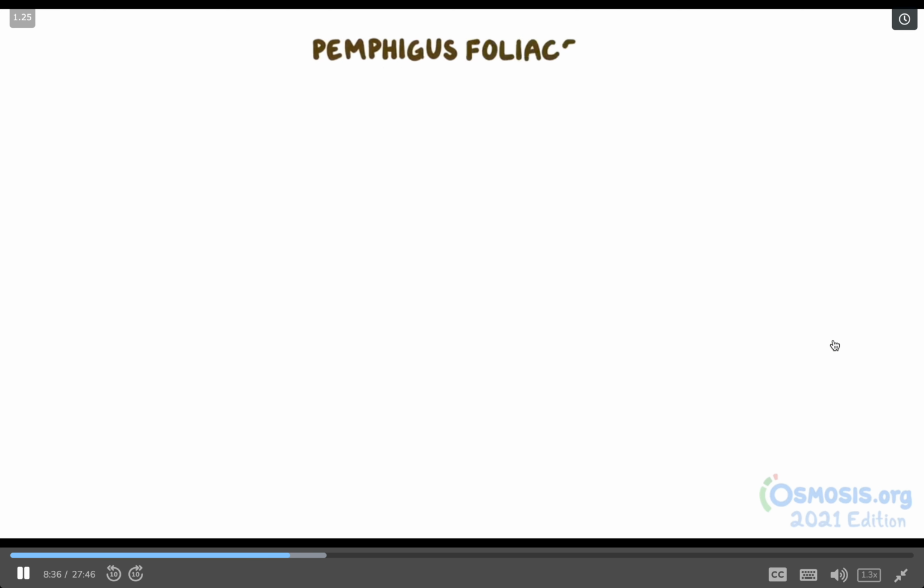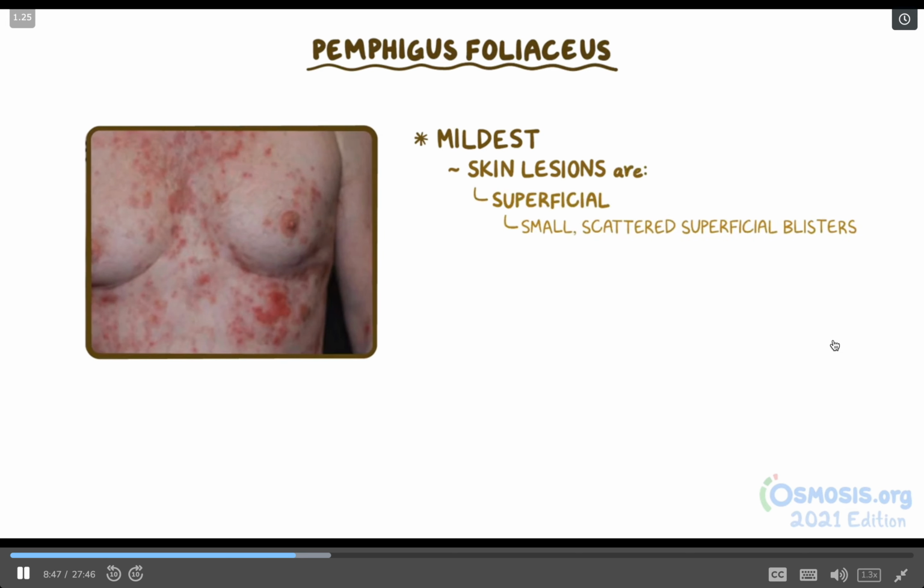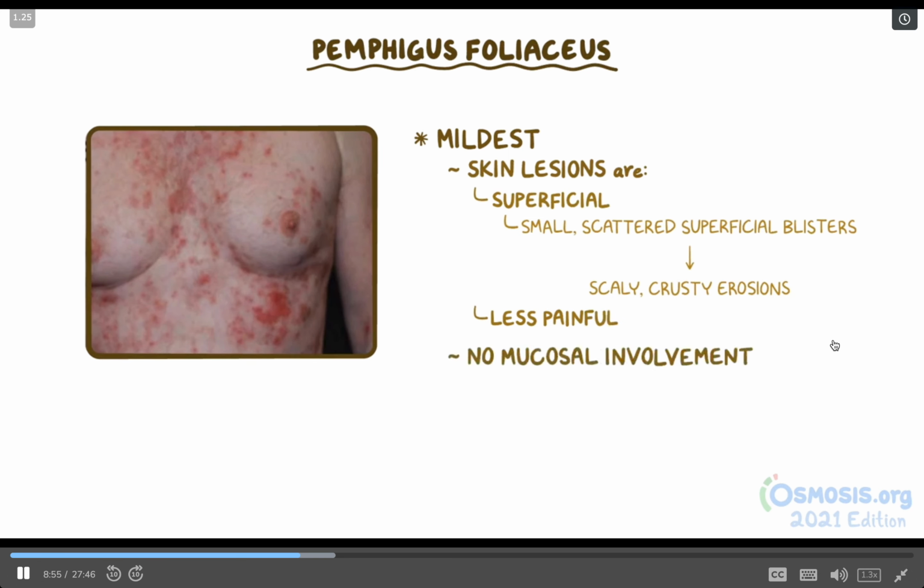Next, there's pemphigus foliaceus, which is the mildest form of pemphigus, since typically the skin lesions that develop are superficial. They present as small, scattered superficial blisters that rapidly evolve into scaly, crusted erosions and are much less painful. Also, there's no mucosal involvement.